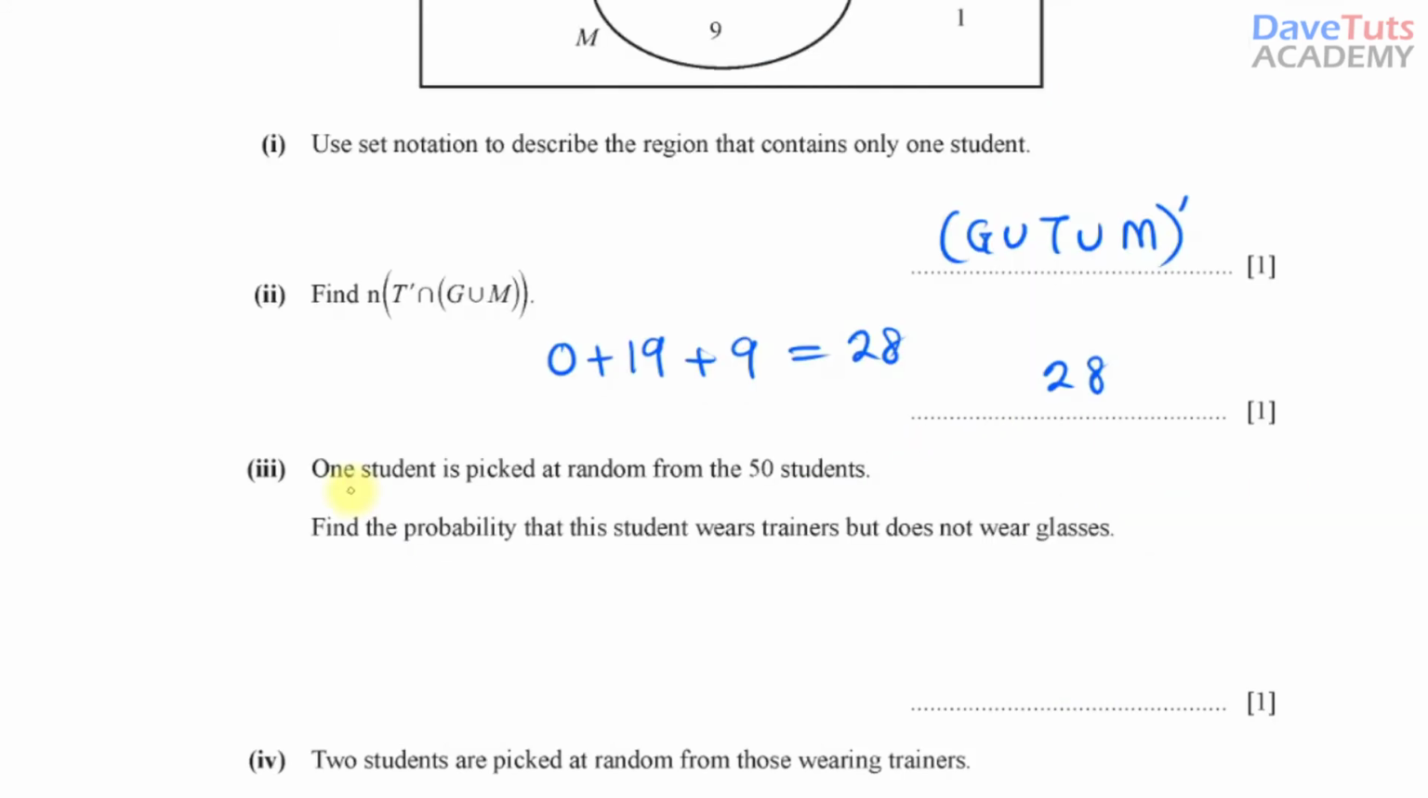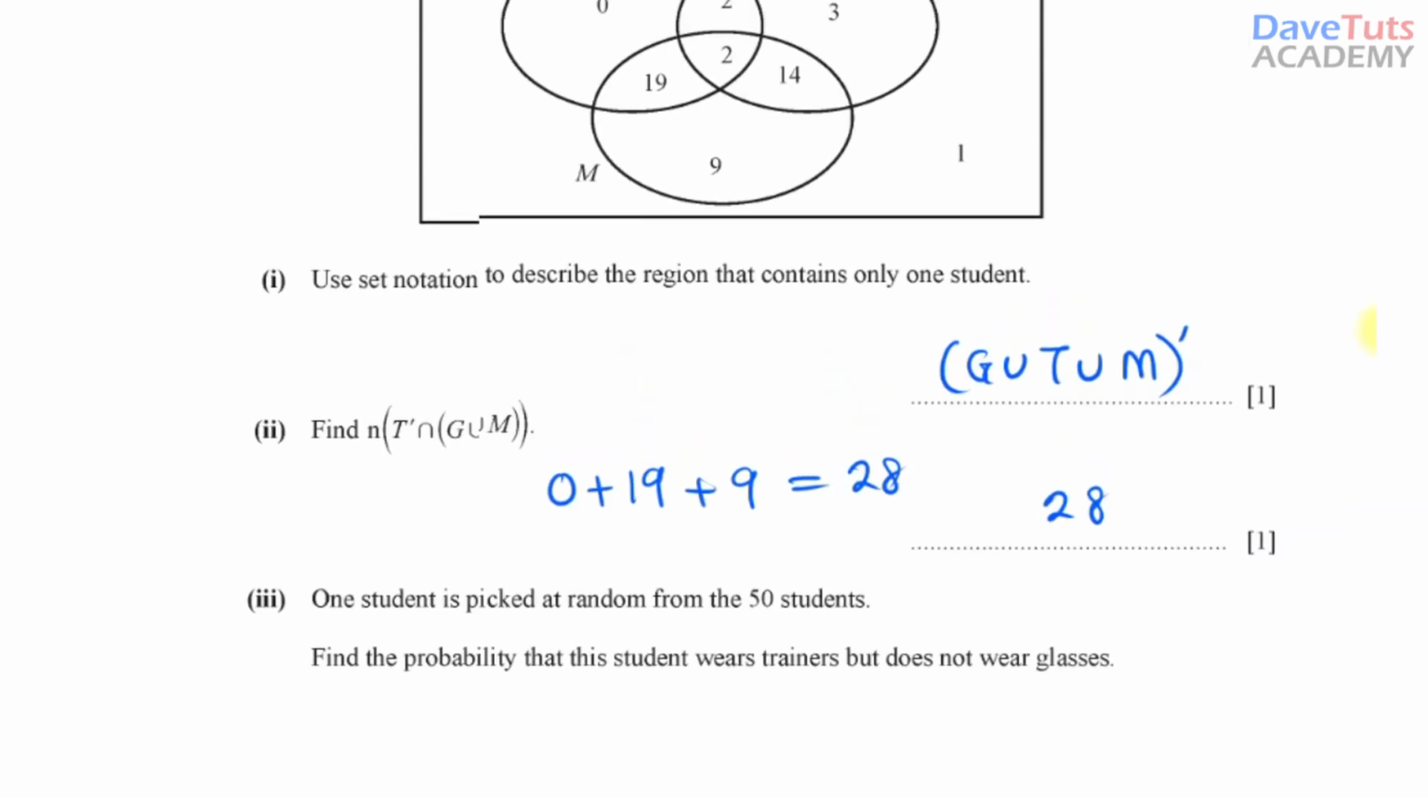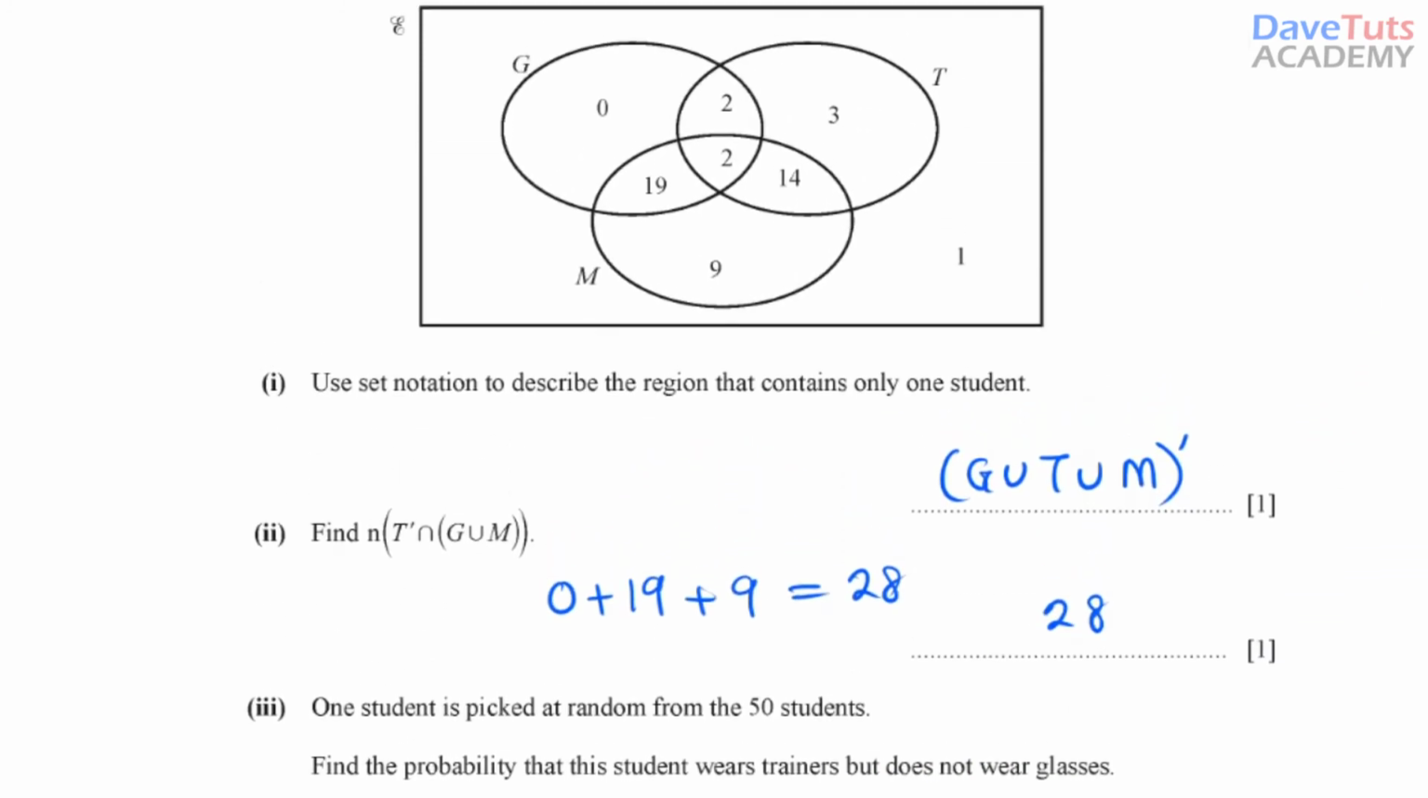Okay. Now, one student is picked at random from the 50 students. We have to find the probability that this student wears trainers but does not wear glasses. Okay, we have trainers but not glasses. We need to look at our graph again. We should be considering somewhere here. Trainers, where is the region for trainers? This is the region for trainers, okay? But then we are now being told that not glasses, okay? Then we need to exclude glasses out of it. So glasses is out. We have trainers only, okay?